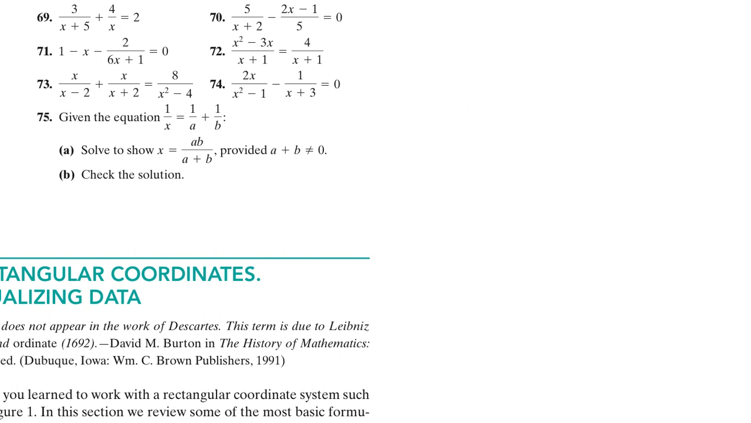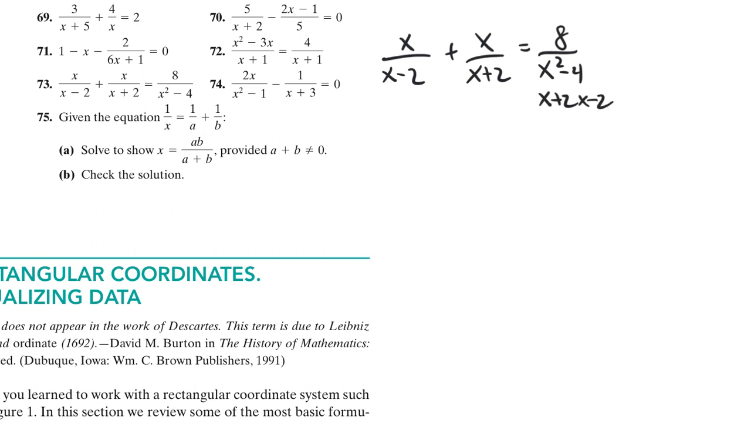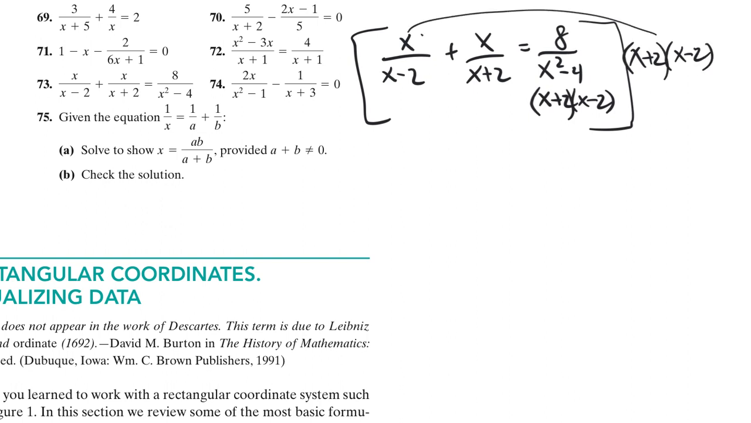So for number 73, we have x over x minus 2 plus x over x plus 2 equals 8 over x squared minus 4, which is the difference of squares, x plus 2 and x minus 2. So what we'll do is multiply everything by x plus 2 and x minus 2. Distributing to the first one, the x minus 2's cancel, and we get x times x plus 2. Then for the second, the x plus 2's cancel, and you get plus x times x minus 2. And then everything cancels, and we just have 8.